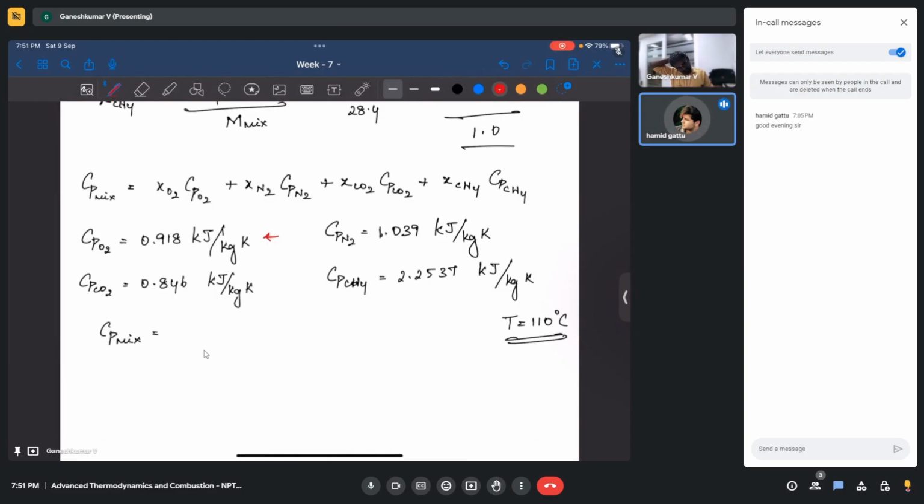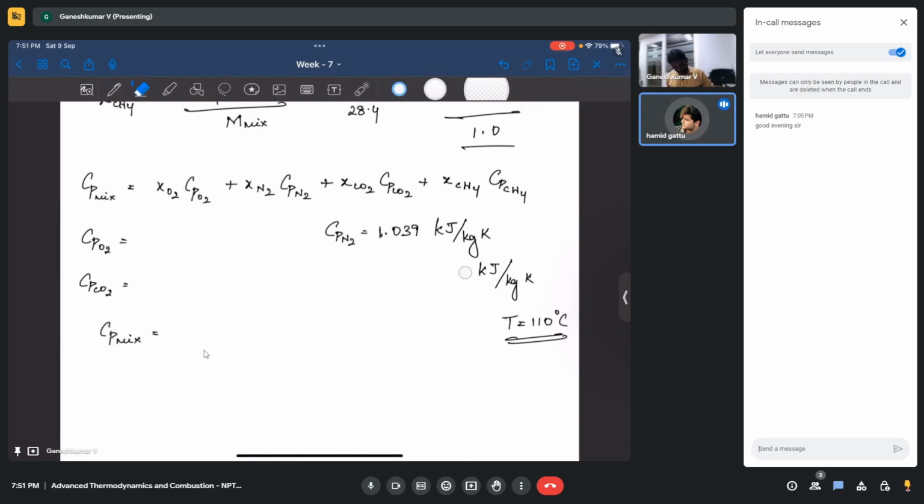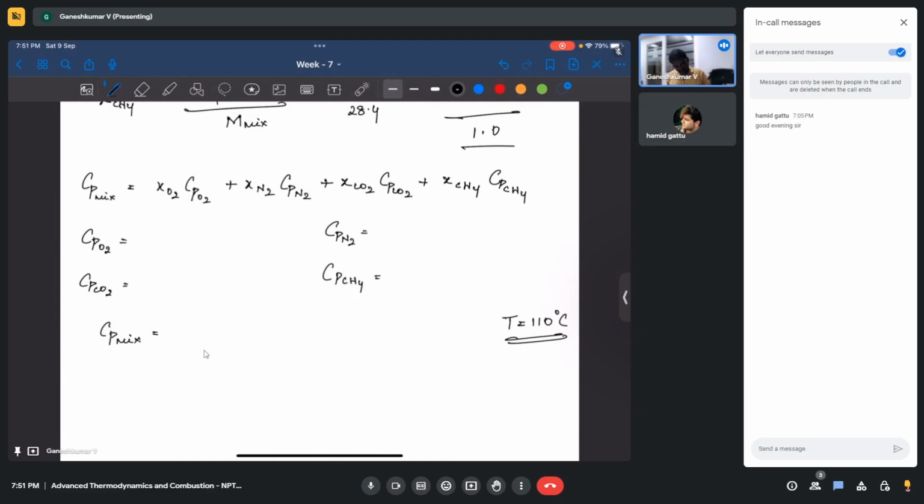Sir, I have some data, and 110 degrees Celsius is 383 Kelvin. If we take at 400 Kelvin, the CP for CO2 is 0.939. So it's better you take at 110 itself. So what CP values are you getting? Can you quickly tell? CP of CO2 at 110, what is it? 0.939. Okay, 110 means 383 Kelvin. Yes, sir, but I'm taking at 400 because of the data.